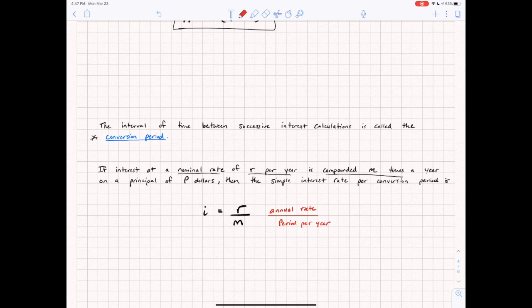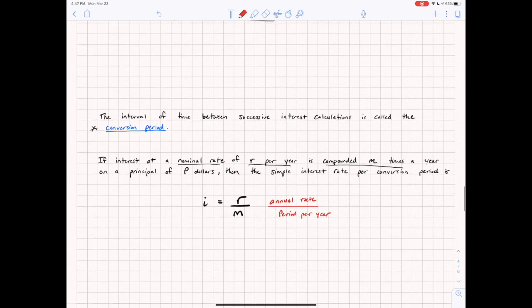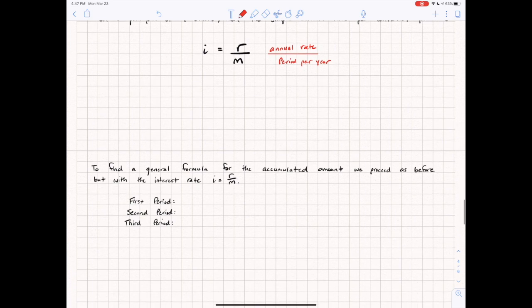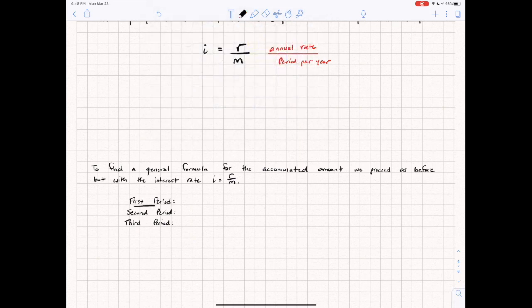So now I need to make an adjustment when I'm thinking about how my interest is being formed, because again, this formula that we just found is for compounded annually. And so what I'm going to do now is look at a situation where my interest rate is i equal to R over m for a certain principal P over a number of T years. And so let's break it down in terms of the period. So for the first period, my A1 would be equal to my principal times 1 plus i, that interest that we just calculated, and that would be it.